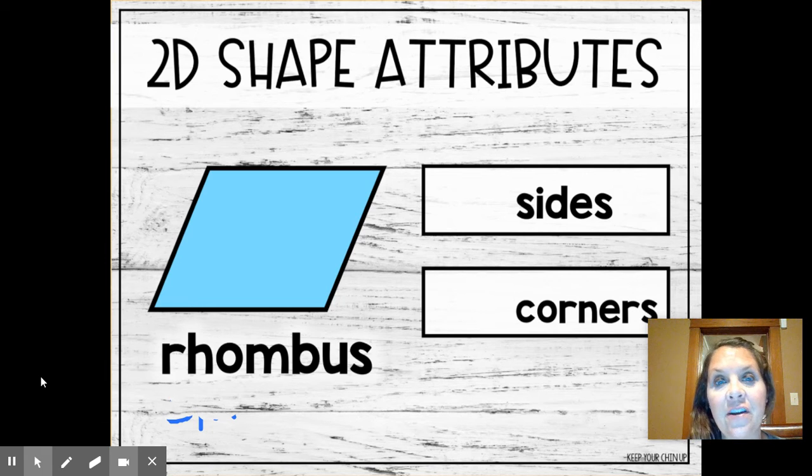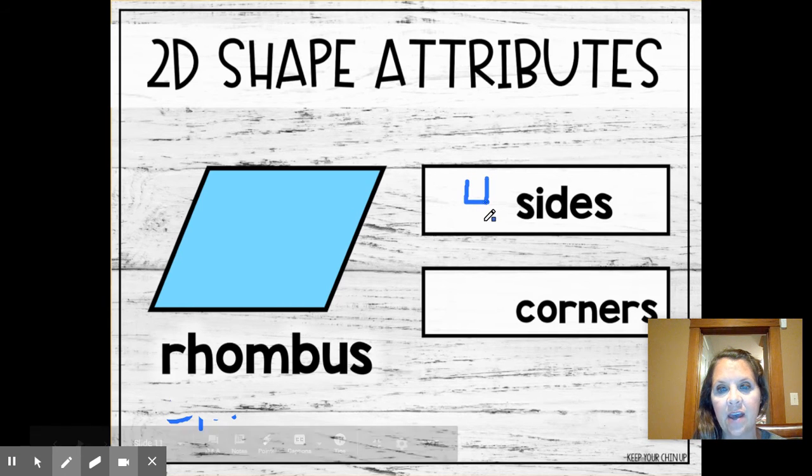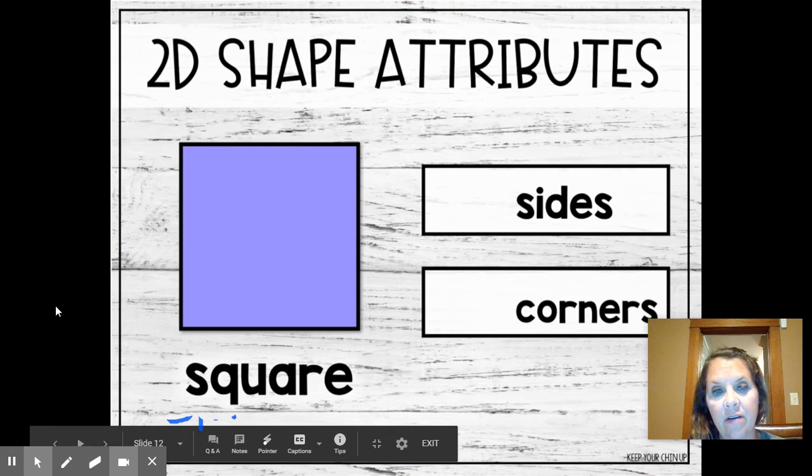Okay, here we have a rhombus. Show me on your fingers, friends, how many sides and corners does a rhombus have? Let me see. 4 is correct. I see a lot of you putting up your 4. A rhombus does have 4 sides and 4 corners. Just like a square and a rectangle. So yeah. All right.